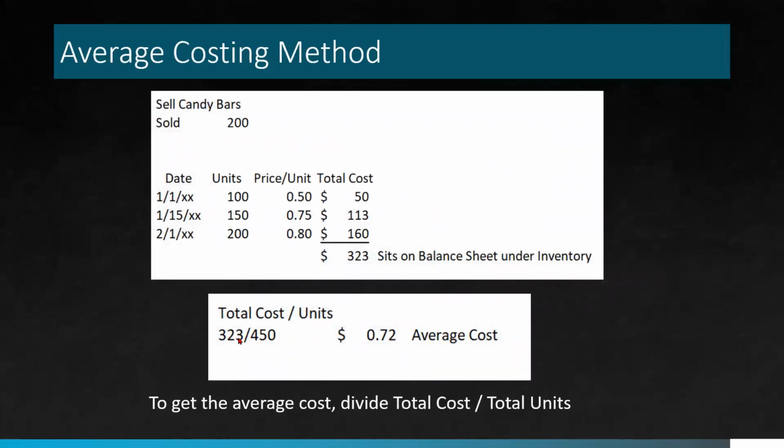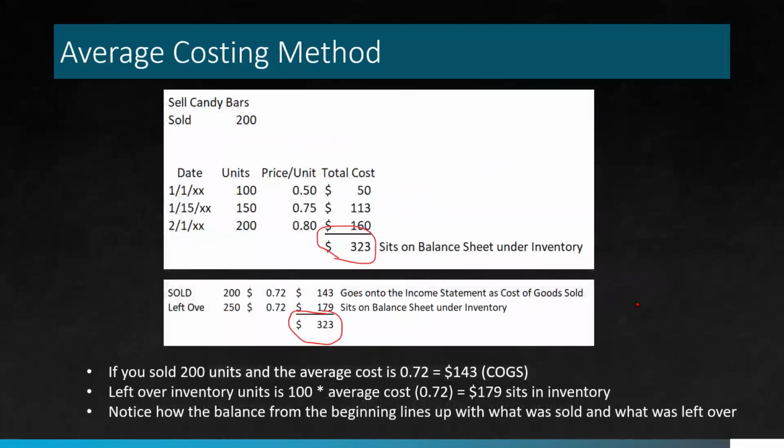So I'm going to take my 323, I'm going to divide that by the 450, which is the total number of units that I've purchased. 72 cents is my average cost. And it's going to leave me with $179 that sits on the balance sheet.